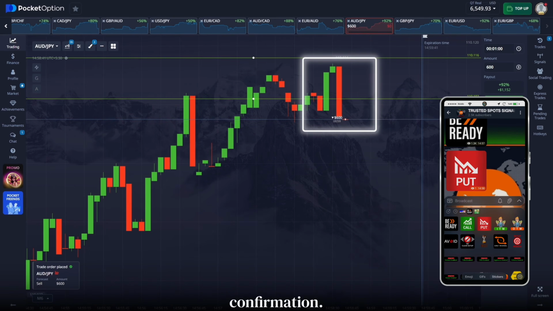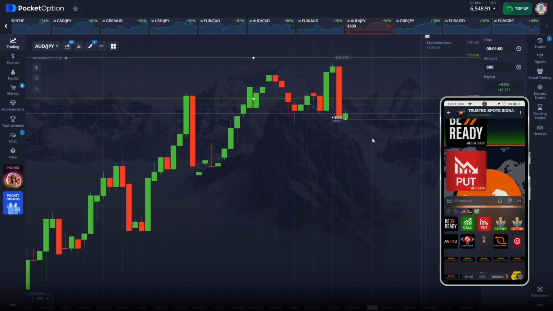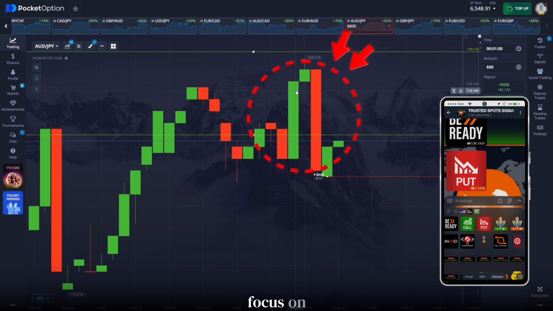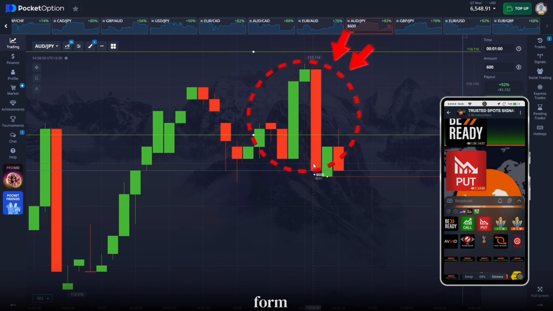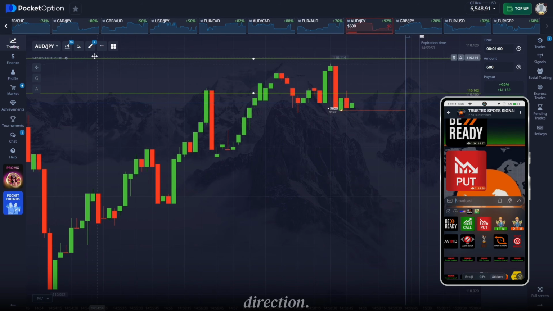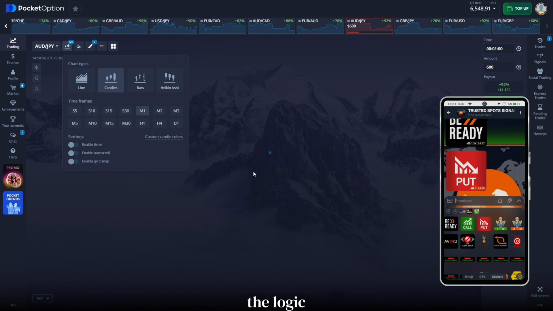Yes, that's the confirmation. It was an instant selling confirmation. Look at these three candles. If you just focus on these three candles, they together form a strong reversal pattern in the downward direction. Let's understand the logic behind this trade.